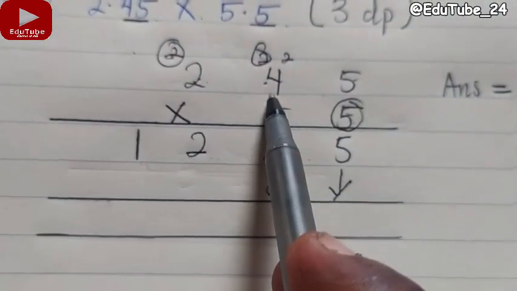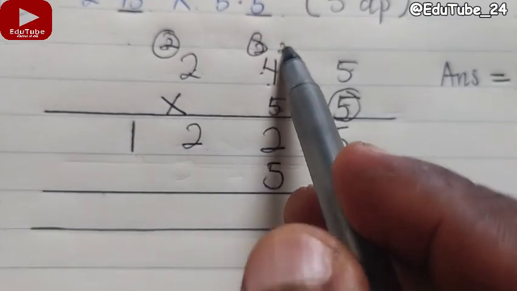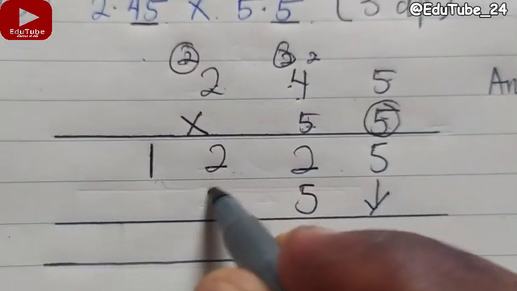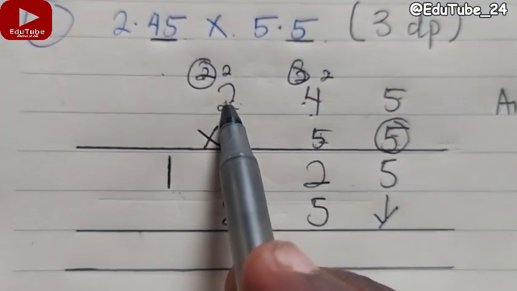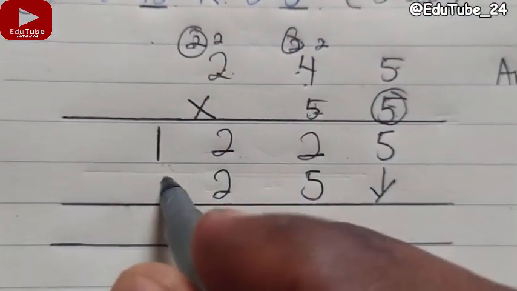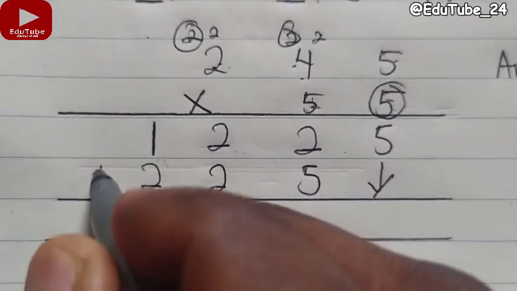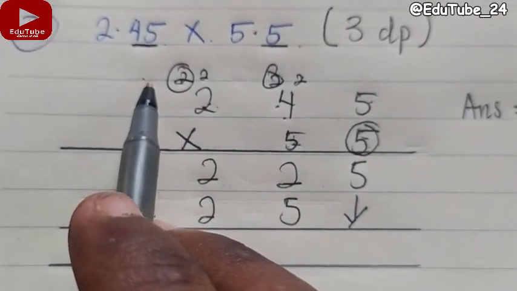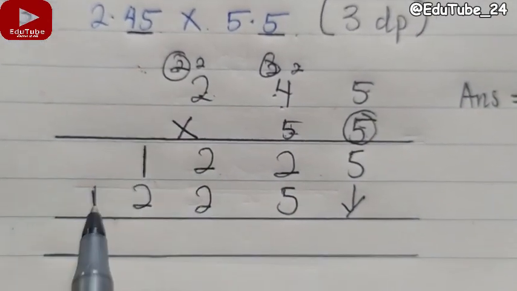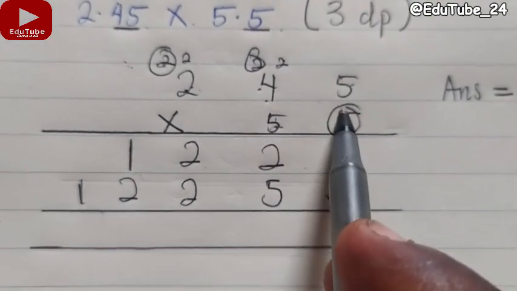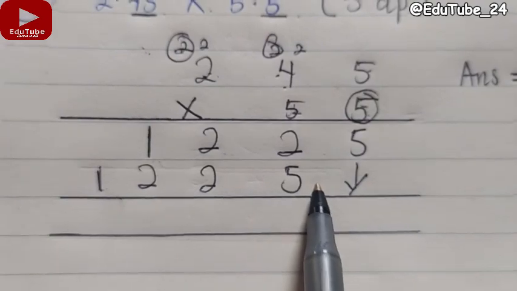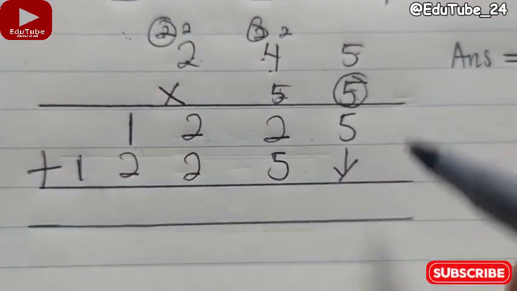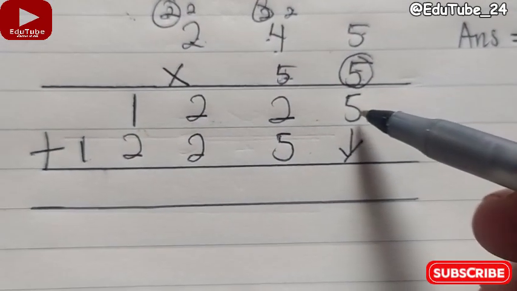So 5 times 4 gives me 20. 20 plus 2 gives me 22. So I'll write my 2 and then carry my 2 to the next number. Then 5 times 2 gives me 10. 10 plus 2 gives me 12. So I'll write my 2 and then write my 1 because there is no number ahead to carry my 1 over to. So 5 times 245 still gives me 1225.